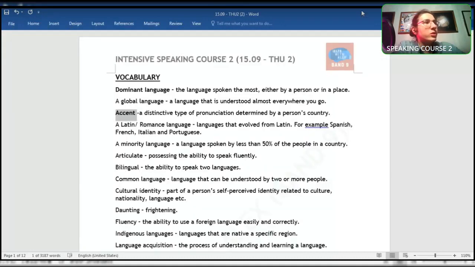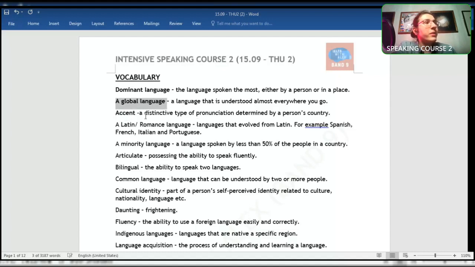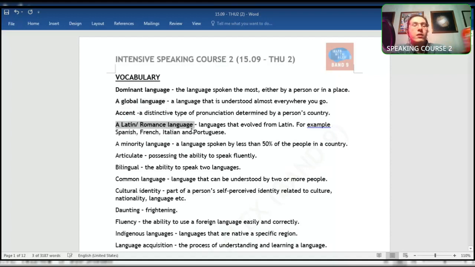Okay, here's what we're talking about. Dominant language, global language, accent. Okay, cool. There we go. No worries, let's keep going. Latin Romance language. This is connected to a specific family of languages. I'm going to explain that in a second.